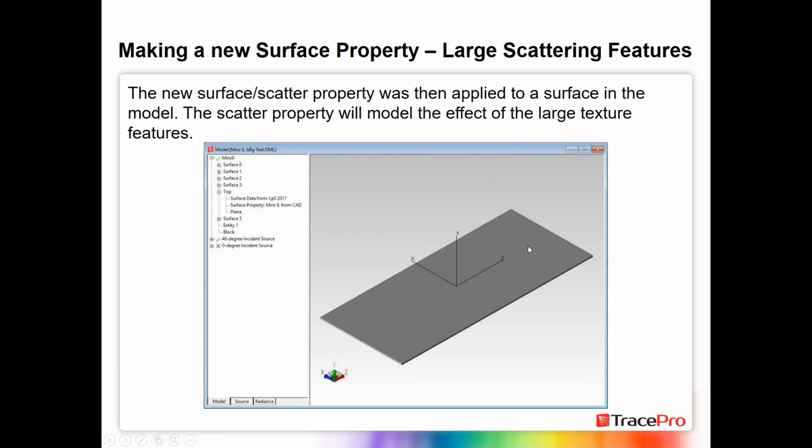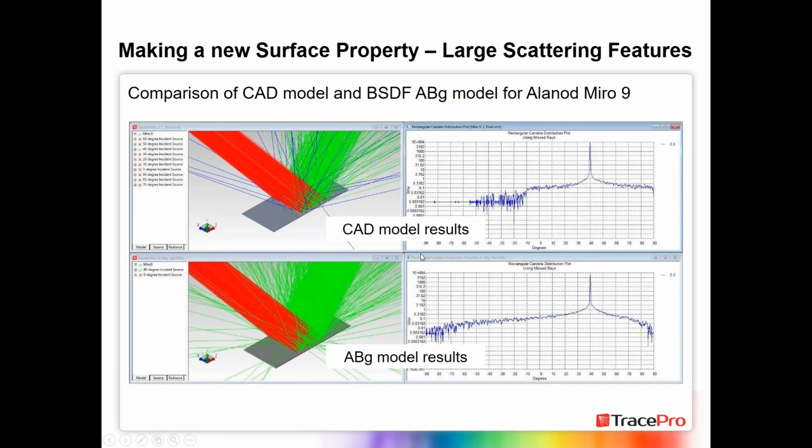So ideally, we want to be able to apply the scattering property to a smooth surface, but have the effect of that large texture. So here's this surface with that Miro 9 texture applied to it. And here's the resulting scatter. So here's the CAD model results. And then here's the results with the ABG scatter property applied to a flat surface. And out to about this point here, they're in very good agreement.